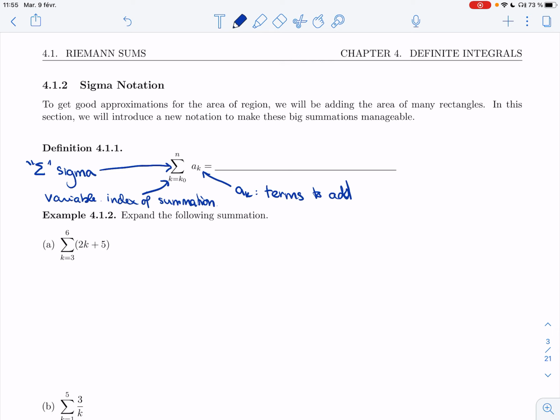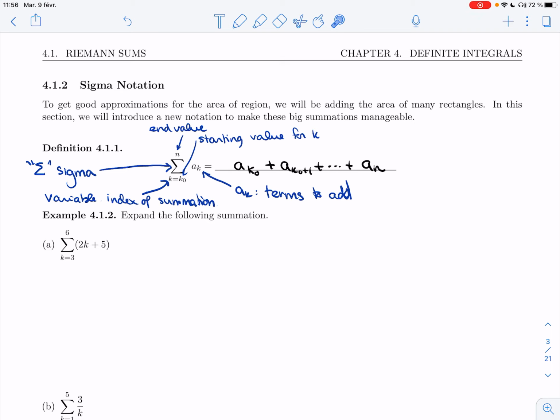And then I'm going to have k0 and n. That tells you that k should go from k0 to n. So this is the starting value for k, and the n is the ending value. In this case, I would start with k equals k0, and then I would keep adding terms until I reach a_n, and then I stop. Okay, so it's just notation.